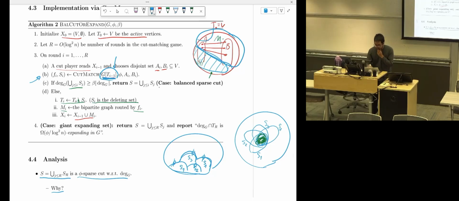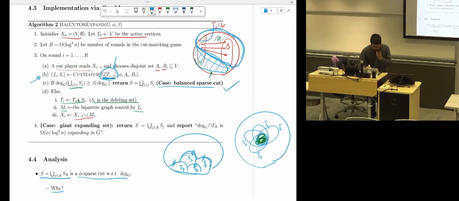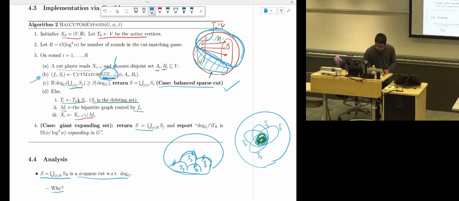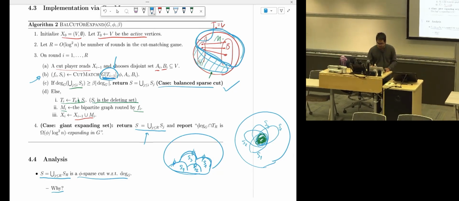So if it returns this case, you're done. You're good. It's just balanced and sparse. But if not, then what? Then at the end you return this cut, which is not balanced but is still sparse. But we want to argue that the remaining active part is an expander.